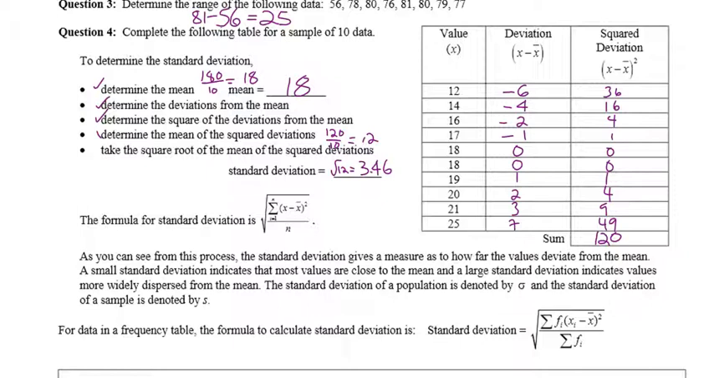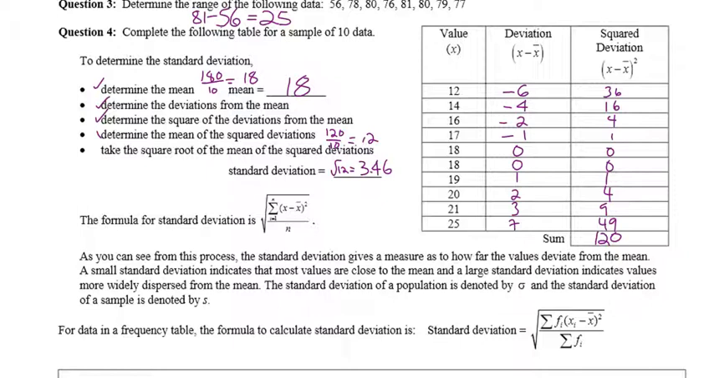As you can see from the process, the standard deviation gives a measure of how far the values deviate from the mean. A small standard deviation indicates that most values are close to the mean, and a large standard deviation indicates values more widely spread from the mean. Small or large is in relation to the actual numbers. We have numbers ranging from 12 to 25, so if your standard deviation is 12, that's huge. And if it's like 0.07, then that's really small. It depends on the data that you're actually looking at.